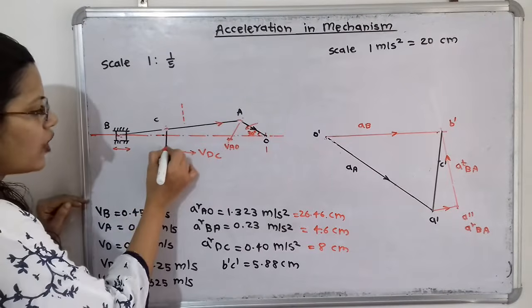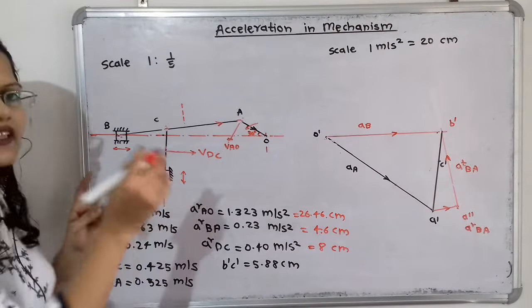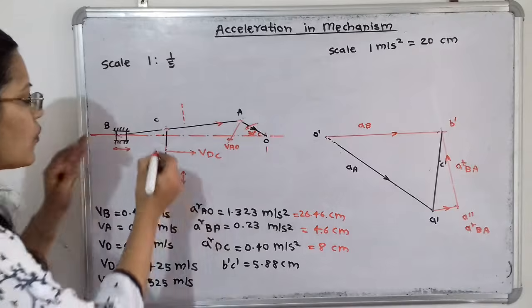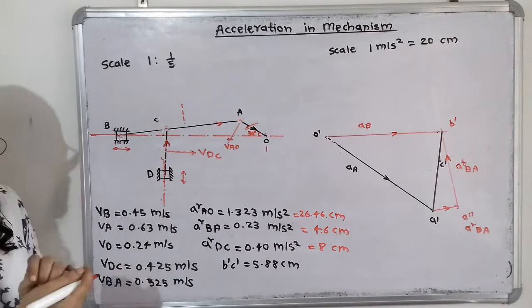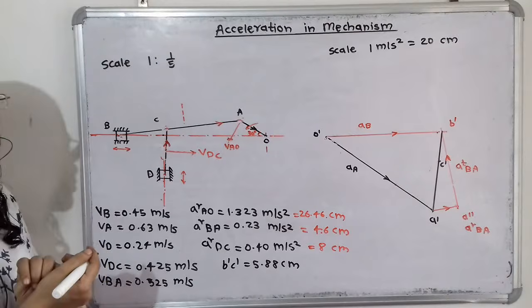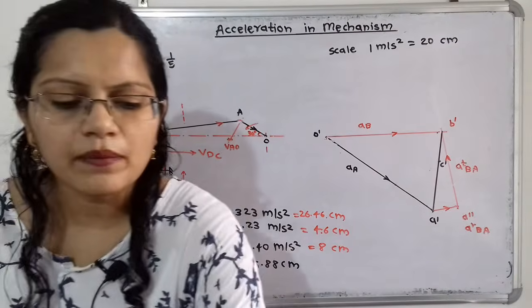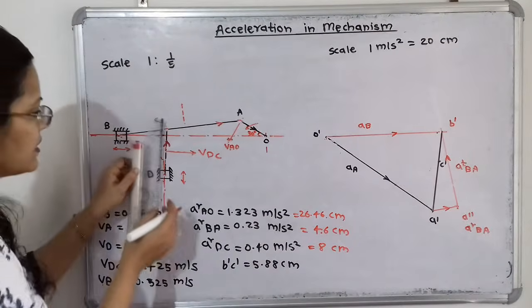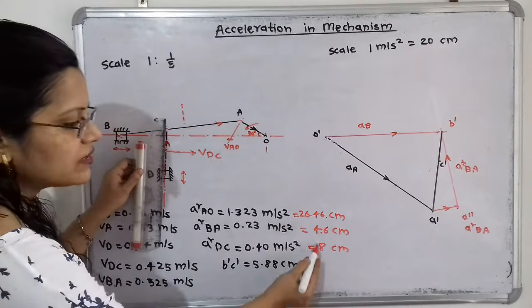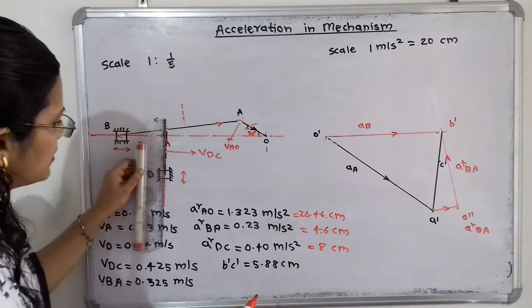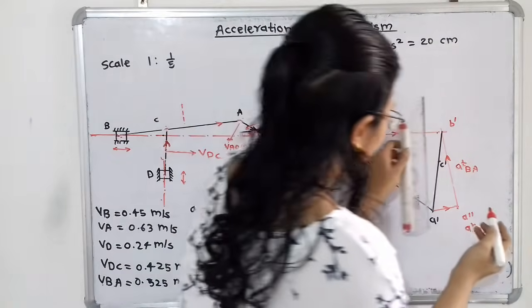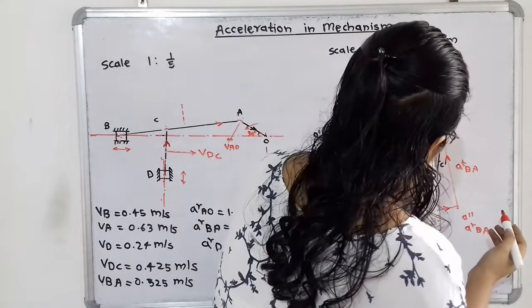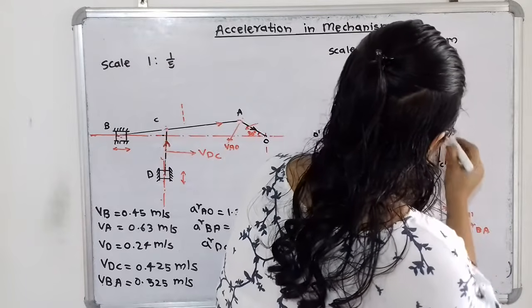So we have to draw the radial acceleration, that is the radial component of acceleration towards the center. So this is the direction, that is in the upward direction, passing through the point C. So I will take here one line parallel to the link CD, and the dimension or scale we have to take is 8 centimeters. So I will take here a line parallel to the link CD, and here I will take an 8 centimeter line.